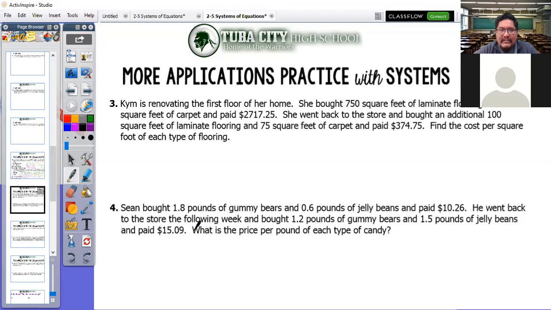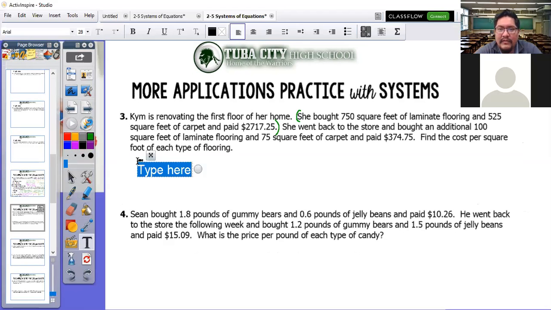So again, there's an introduction statement right here. It says, Kim is renovating the first floor of her home. So we know that there is going to be home repairs happening. First clue statement is this part. So 750 of laminate, 525 of carpet, and that was this $2,717 amount. So we should have enough. So let's go ahead and define our variables first. So the first thing we want to do is define L, and we'll just have that. A lot of times you don't really need to come up with something really drastic. Okay, just L for laminate, C for carpet.